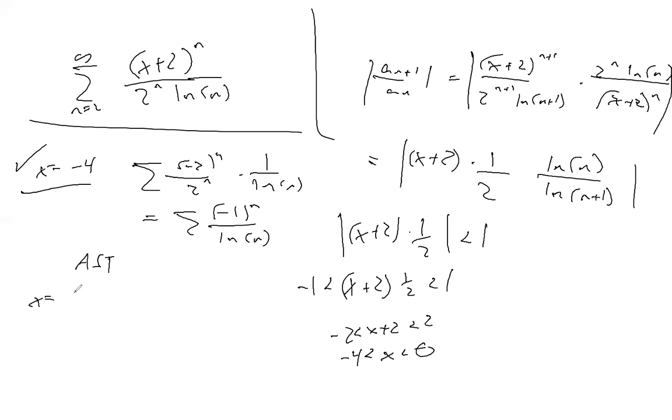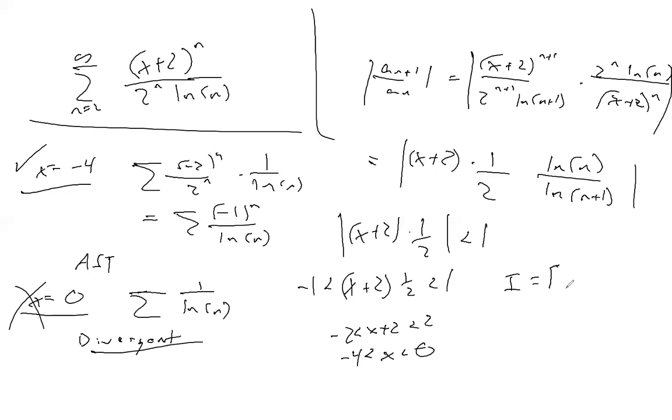Now let's try x equals 0. I plug x equals 0 in, and my series becomes 2 to the n over 2 to the n. That's just 1. And then ln of n. This is divergent by the comparison test. We could compare it to the harmonic series. So I don't want to include this point. So my interval would be -4 included with a bracket, 0 with a parenthesis.